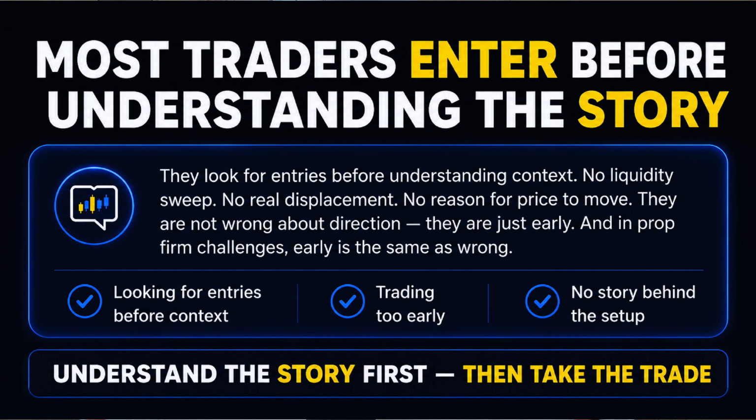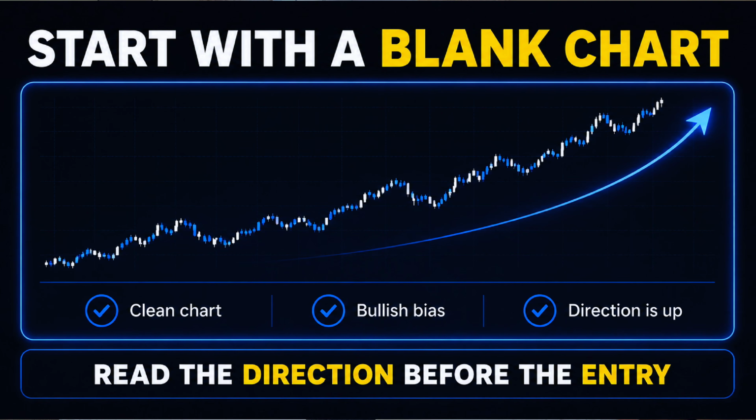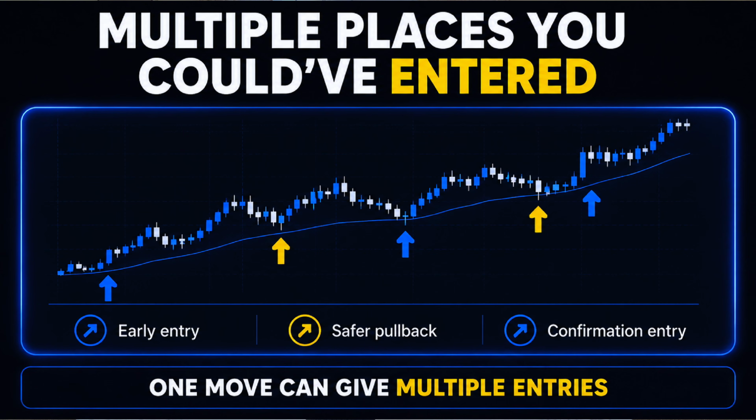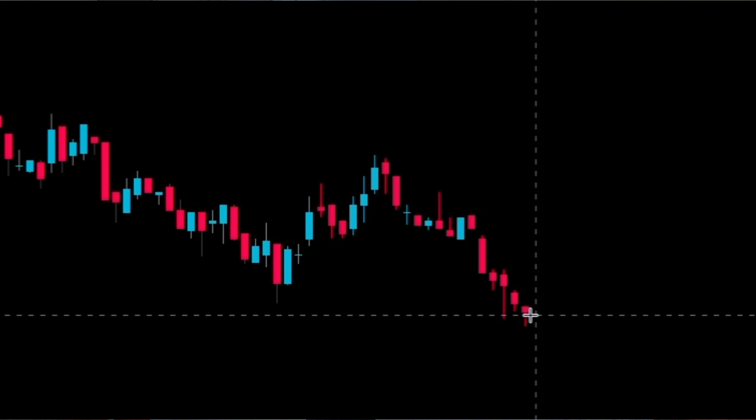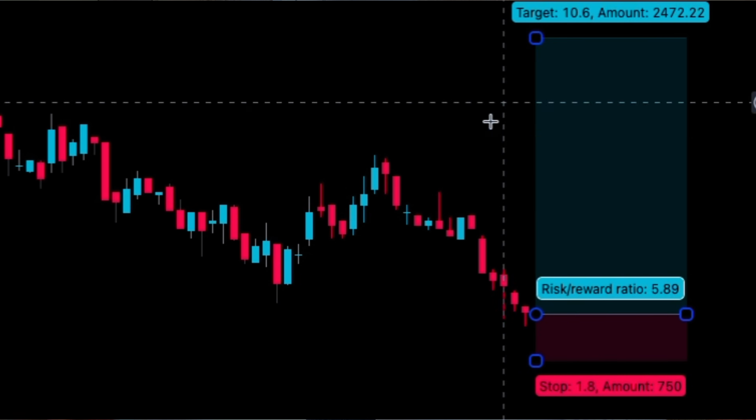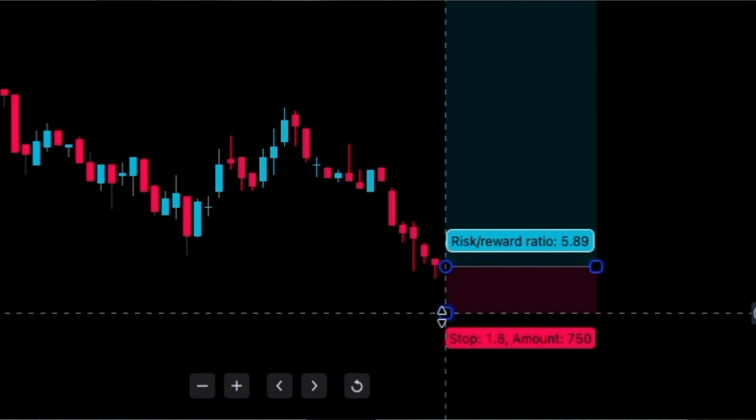All right, so step one, this is where most traders mess up before they even get started. Most traders are looking for entries before they even understand the story. You're looking for the direction of the market, the places you probably could have entered, and the most recent swing points. Where a lot of traders go wrong is they don't actually know where price should be going in certain areas, or they try to catch reversals. That's why the candles keep going against you.